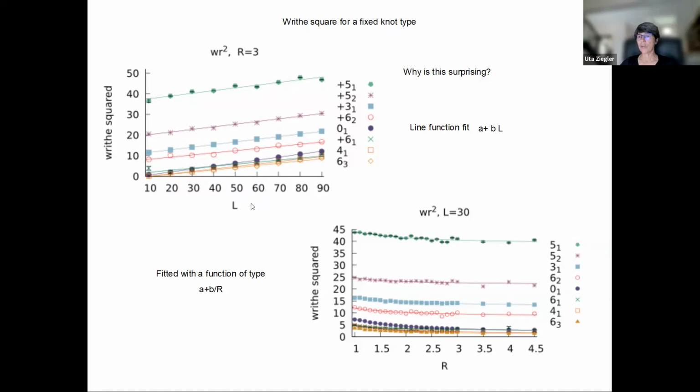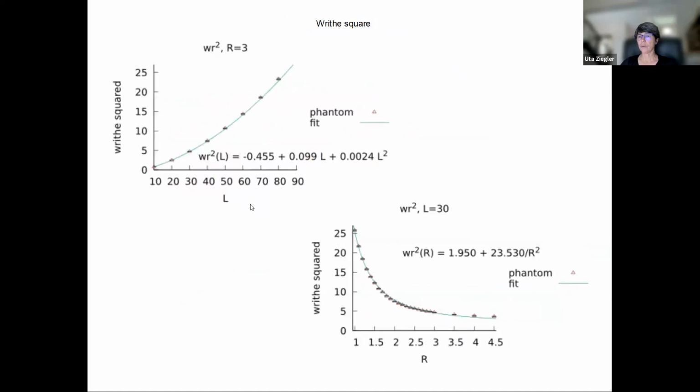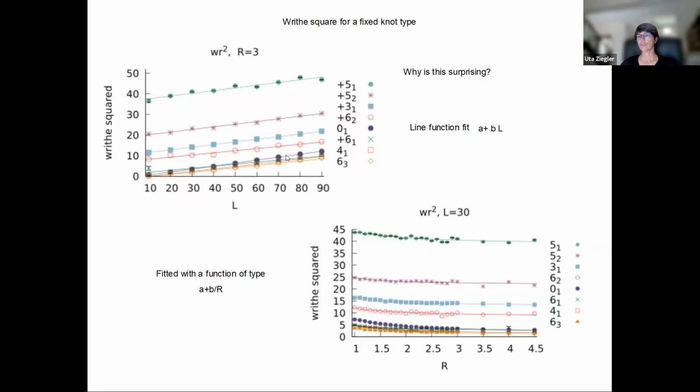And we were surprised when we first saw that, because we said, okay, this curve is very different than these curves, so what's going on? Since there are fewer of these knots at the larger length, this is not necessarily a contradiction, but we still wanted to have some kind of explanation for that. So why is it linear?